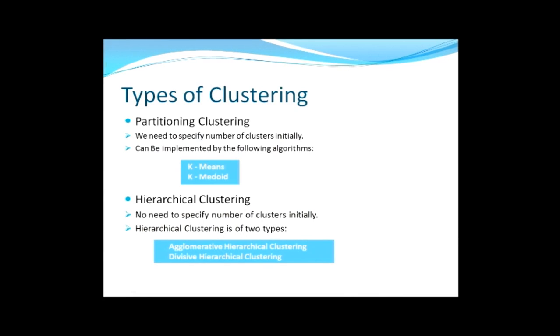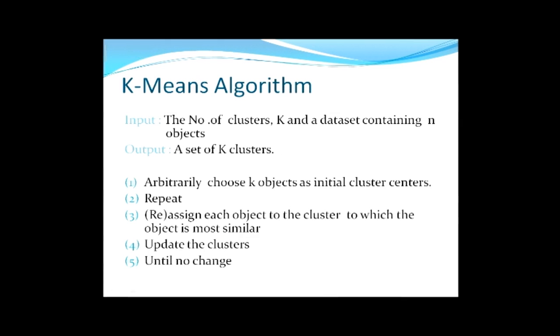Whereas in hierarchical clustering, there is no need to specify the number of clusters initially. Hierarchical clustering is of two types, agglomerative hierarchical clustering and divisive hierarchical clustering. Agglomerative hierarchical clustering follows bottom-up approach for document clustering, whereas divisive hierarchical clustering follows top-down approach for document clustering. We have implemented K-means algorithm as our main project.